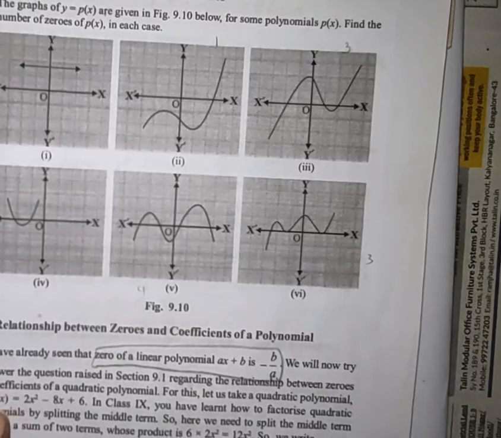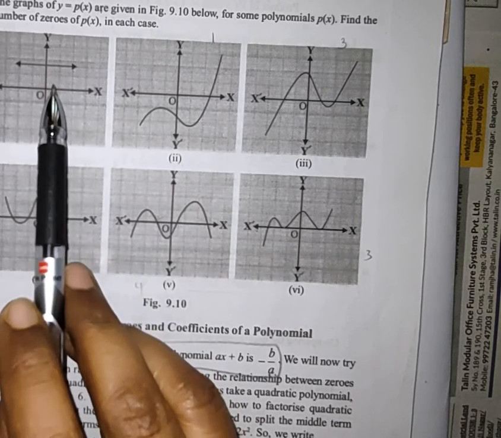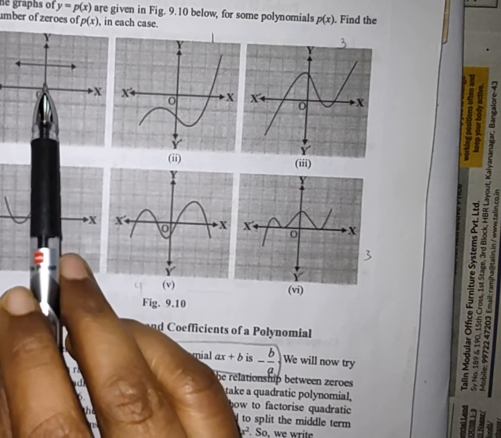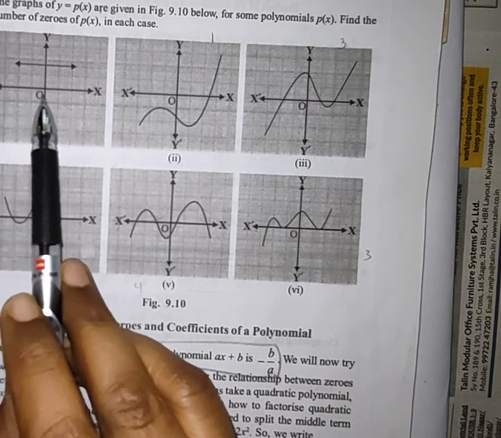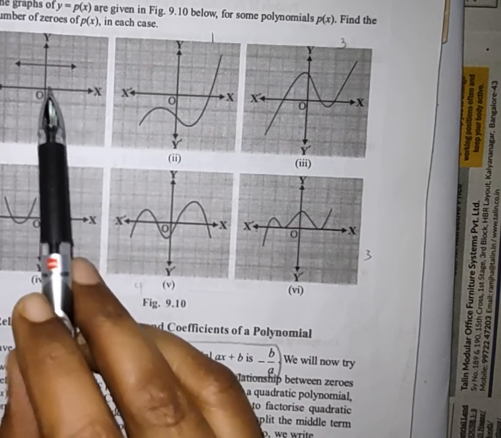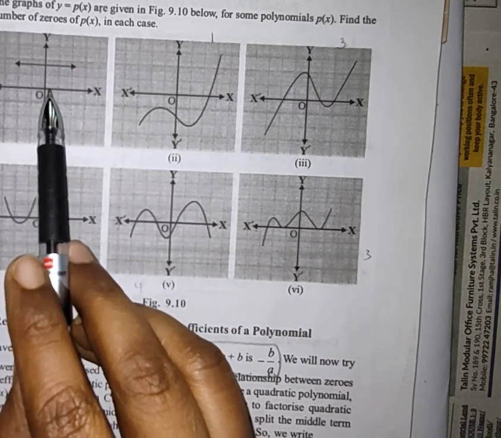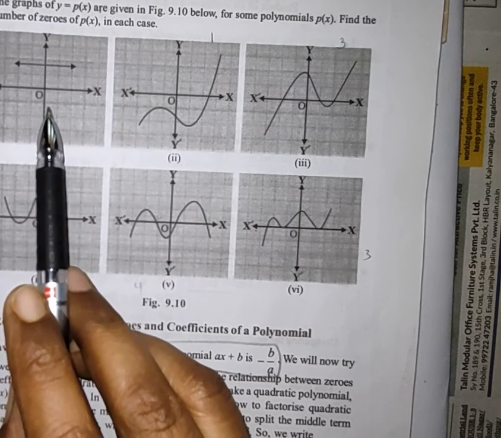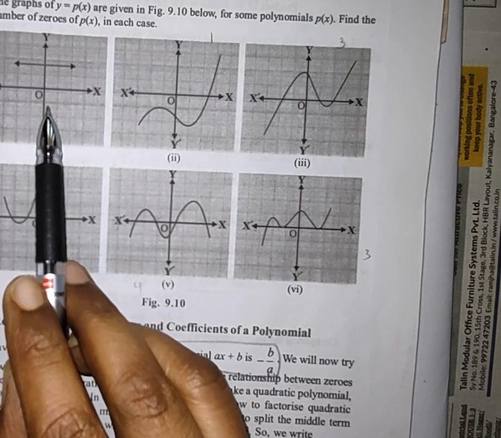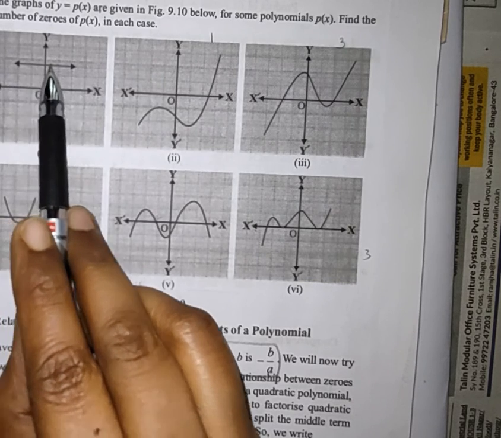Here you have the exercise. Here we can see 6 graphs. From the graph, to find the number of zeros, what we need to do is see in how many places the graph is cutting the x-axis. That alone will give the number of zeros of the particular polynomial. The polynomial will have so many zeros.